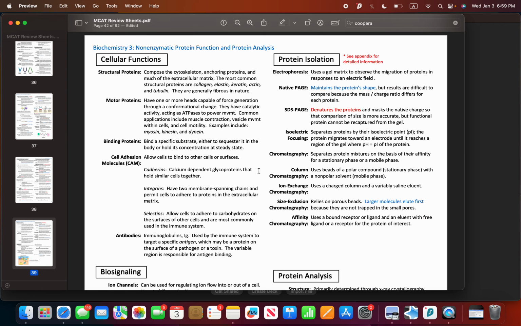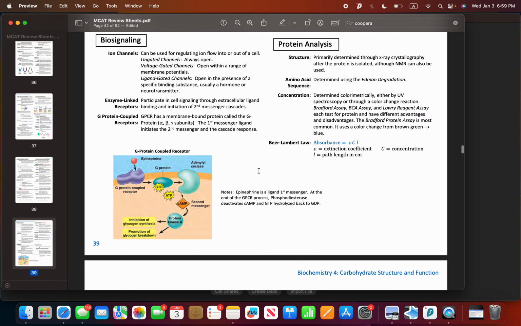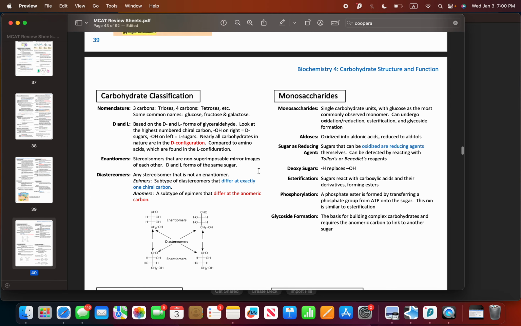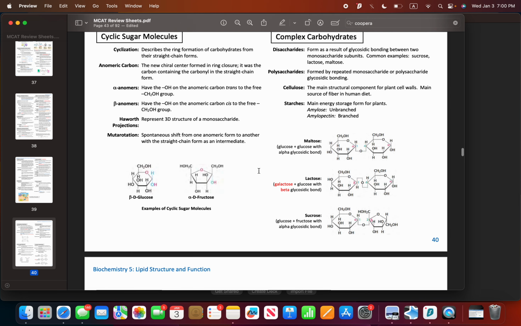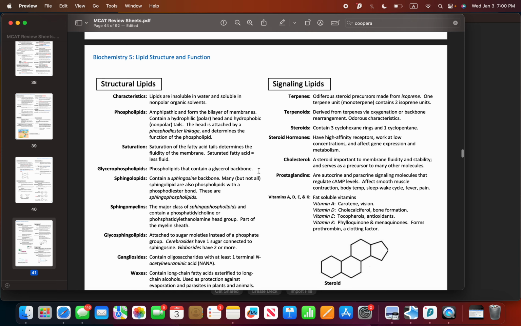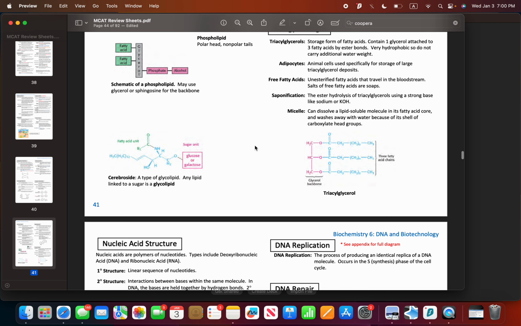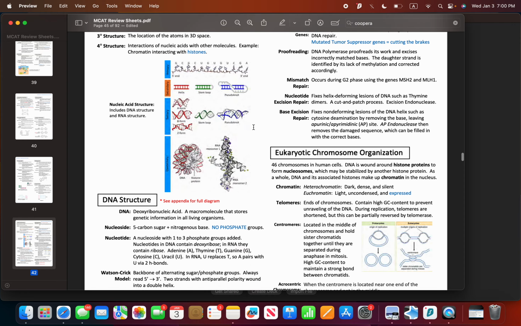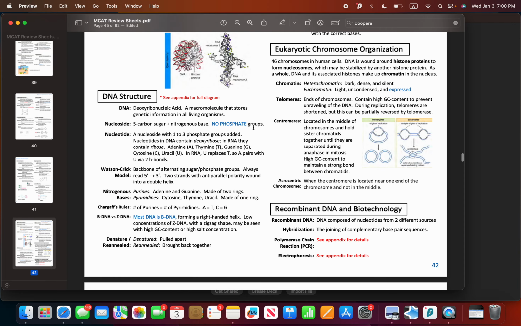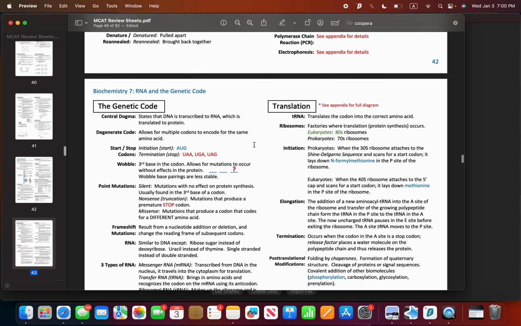We have the non-enzymatic protein function and protein analysis. These are like our biotechnologies, and we have the carbohydrate structure and function. This can get ugly at times, still not. We have the lipid structure and function, still should be fine. And we have the DNA and biotechnology, and this is where we have the DNA structure and stuff like that.